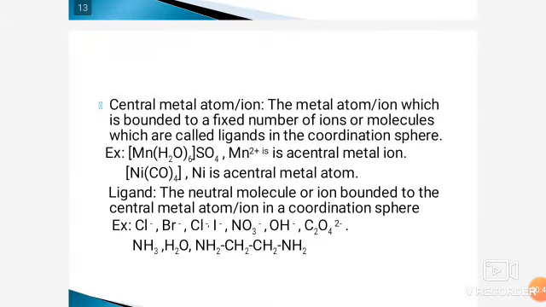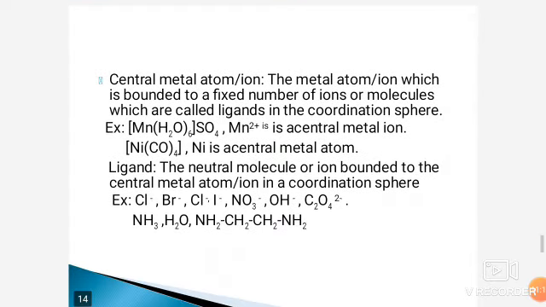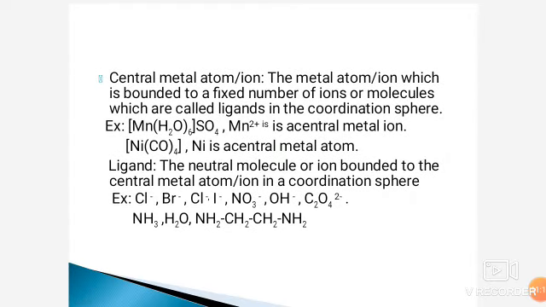Then, what is meant by a central metal atom or ion? The metal atom or ion which is bound to a fixed number of ions or molecules, called ligands, in the coordination sphere is called the central metal atom or ion. Examples: in hexaaqua manganese sulfate, Mn2+ is the central metal ion. In tetracarbonyl nickel complex, nickel 0 is the central metal atom.